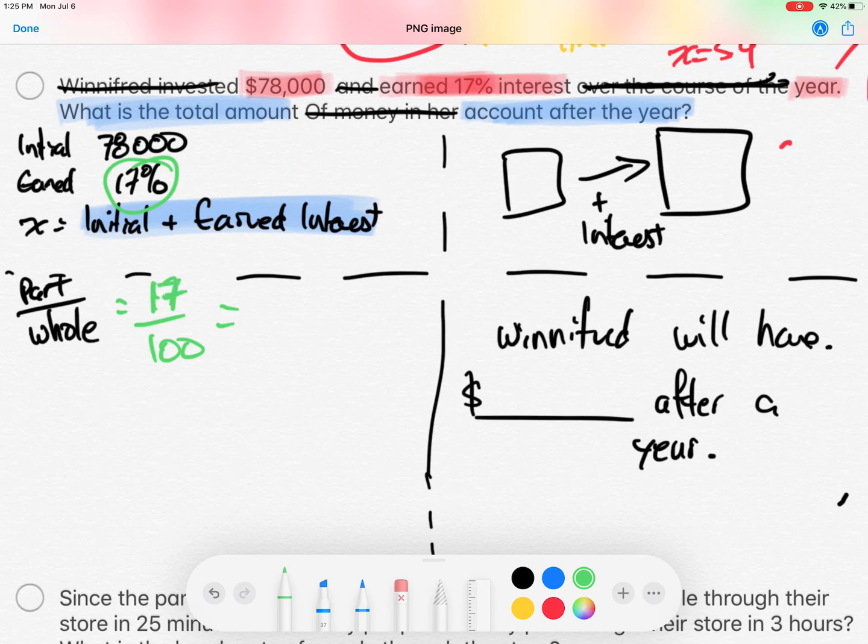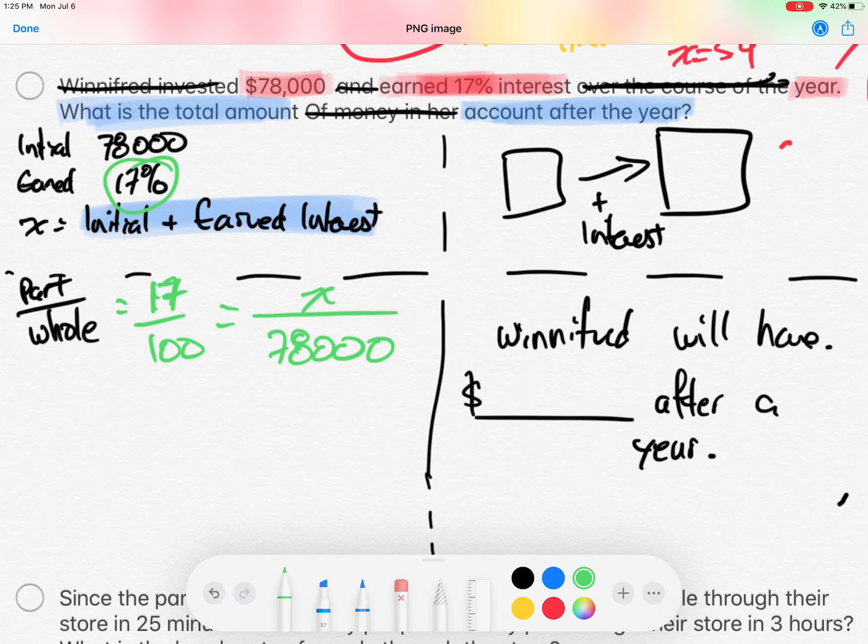Now, what do we put here? Should we put the X on the top or X on the bottom? See, this is where it gets a little challenging. We can find out what 17% of 7,800 is. Okay, that's generally how most people do it. But that's not going to be my final answer.